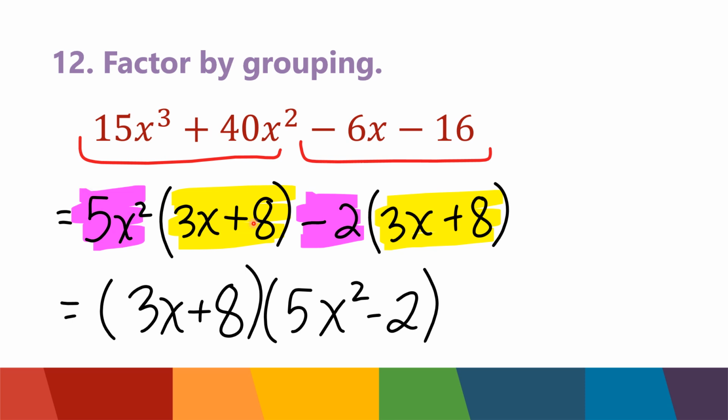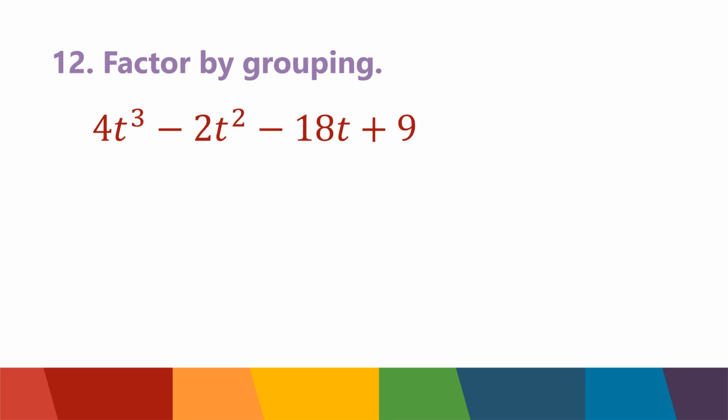Right, so the 3x plus 8 comes from here and here. That's the common factor that gets pulled out. And then the 5x squared minus 2 goes in the second set of parentheses. All right, so I want you to try this one. So take a second, pause the video.